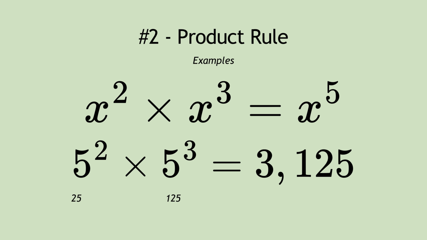Your answer is 3,125, and this is how it works. 5 to the power of 2 is 25. 5 to the power of 3 is 125. If you multiply 25 times 125, you get 5 to the power of 5, which is 3,125. That's another lesson for another day.